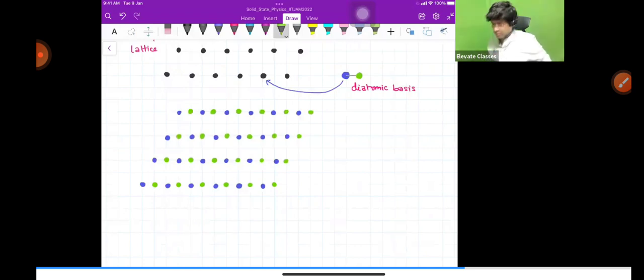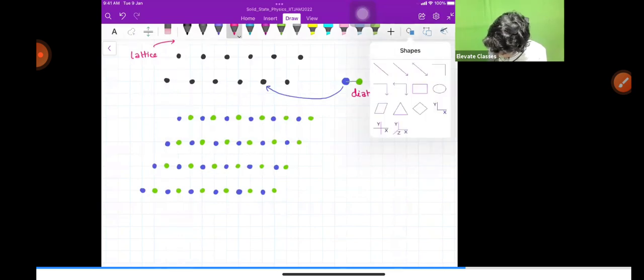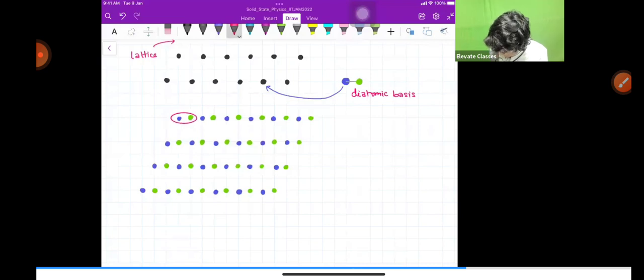So we have this structure. This is a periodic structure, right? You can see this structure. I'll just draw it like this. This is the same diatomic basis which we have placed on the lattice points. Underlying is the lattice; the blue ones are the lattice points. Is this clear? Up to this it is clear?